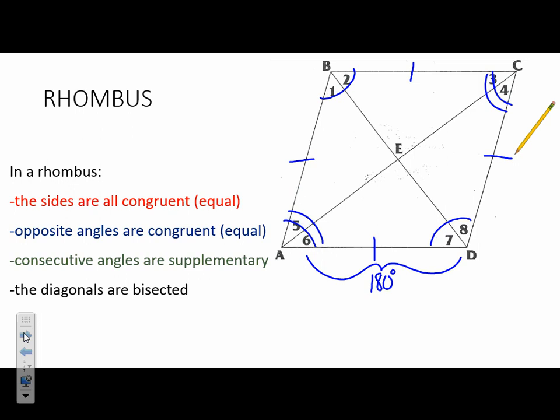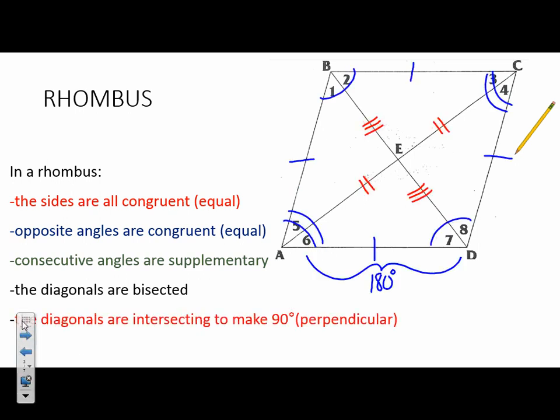The diagonals are bisected, so they're cut in half. Now, because this one's slanted a little bit, they aren't all going to be the same length in there. So this one might have 3 slashes and the other pieces would have 2, but they're cut in half, okay?